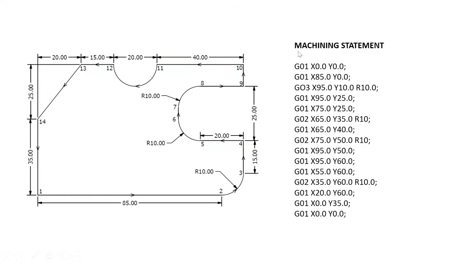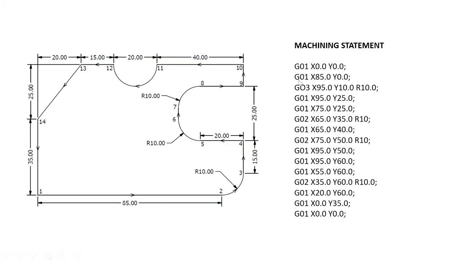We will be moving on to the machining statement. The machining statement is the main program, the main coding for our CNC milling program. In this programming, we have G code, coordinate, and radius. So we will be moving on to the first coordinate. The first block is origin 1. We will use G01 and X0 Y0.